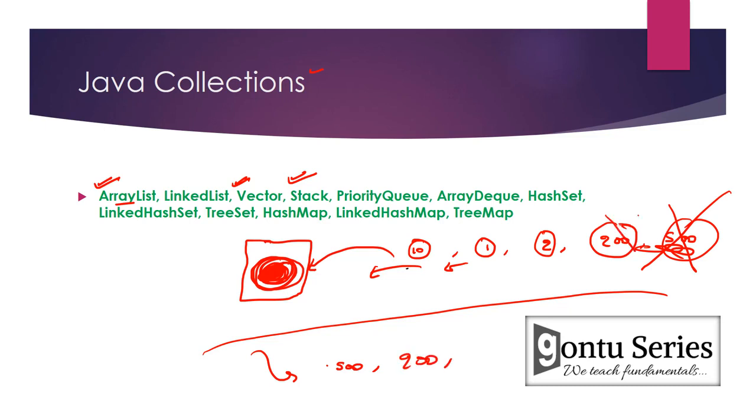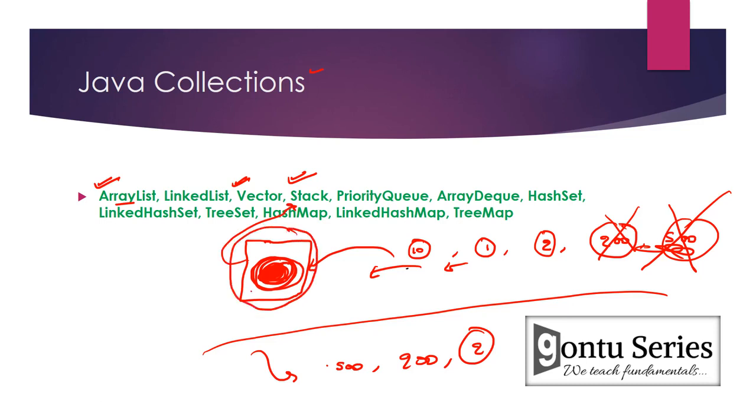Once this is retrieved, this is removed from this container, then you are allowed to retrieve 2. Means only the last element of this container you can retrieve. So this is something known as a stack.